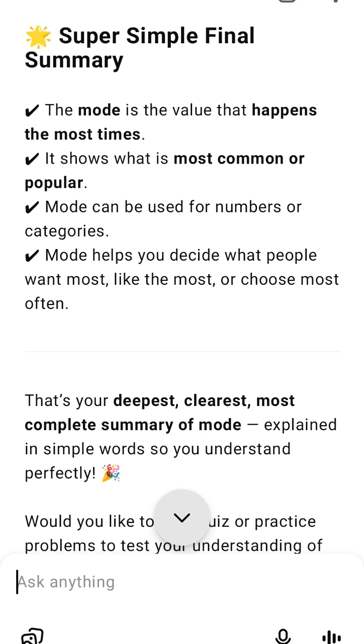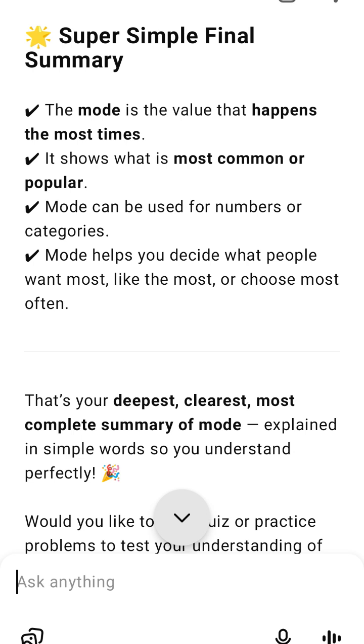Examples of different cases. Unimodal: 3, 3, 4, 5, mode is 3, it appears most often. Bimodal: 3, 3, 5, 5, modes equal 3 and 5, both appear twice. No mode: 1, 2, 3, 4, all numbers appear once, so no mode.